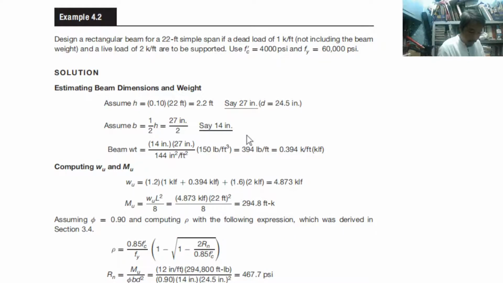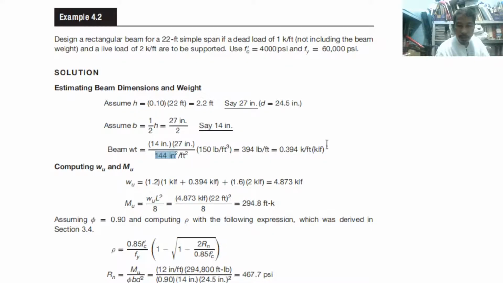So therefore, we can immediately find out the self weight of the beam. If that is the case, the self weight of the beam is what? 14 by 27 times 150, 150 pounds per cubic foot. That is the density of the beam in English units. So in SI units, that is 23.6. Divide by 144. This is just a conversion factor from feet to inches.